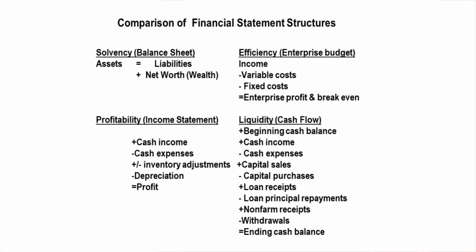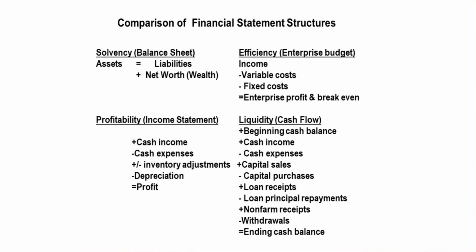All right, so we've talked about a lot of different things here. We talked about the financial statements, right? So we've got balance sheet, which is your assets and liabilities. All right, that's what you own and what you owe. You've got your profitability, that's your income statement. So those are cash income, cash expenses, and that brings into account the inventory adjustments and the depreciation. All right, we haven't talked about the enterprise budget. That's something I'm going to go over next week.